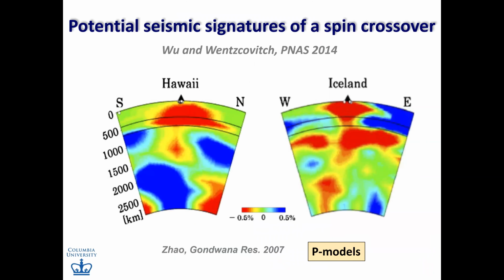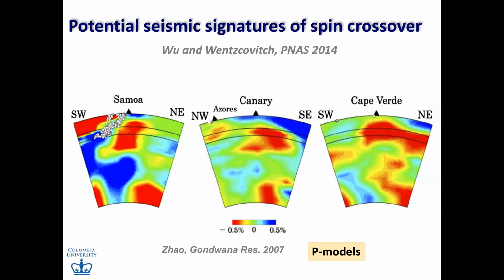And they look very interesting, and we could start seeing some correlation between our prediction and these images. For example, this is Hawaii, Iceland. These are plumes that we expect come approximately from the core mantle boundary. And you see the disruption in velocity structure in this P model exactly at the same depths that we predicted. Here the anomalies are slightly broader.